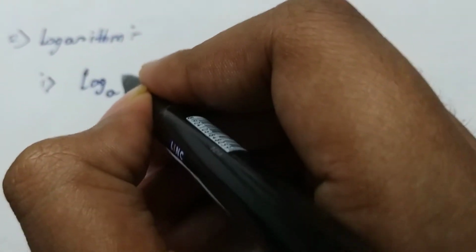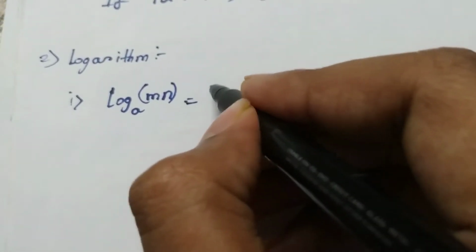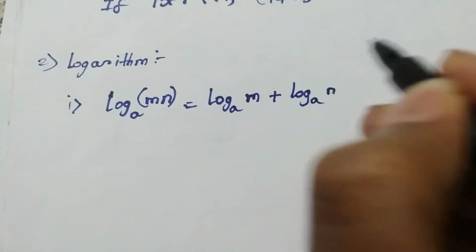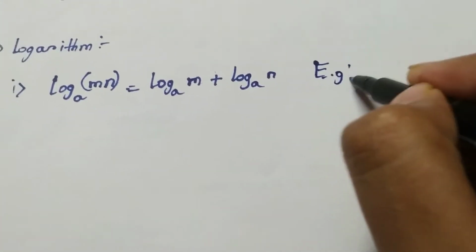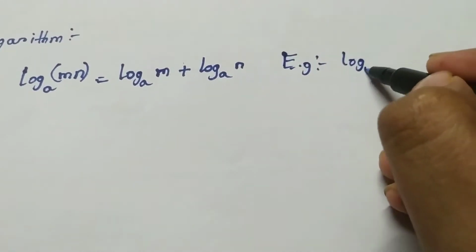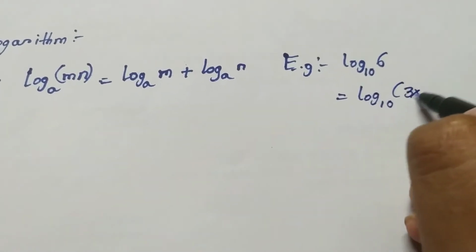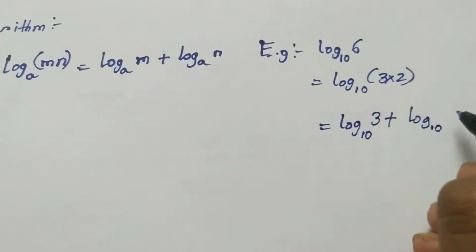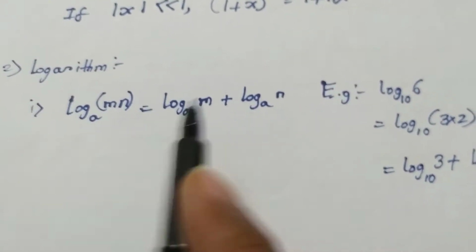So the first formula in logarithm is log mn base a is equal to log m base a plus log n base a. This is the first formula. I'll give you an example. If it is log 10 base 6, we can write this as log 10 base (3 into 2). So we can write log 10 base 6 is log 10 base 3 plus log 10 base 2 according to this formula. So this is the first important formula that we must remember for logarithms.